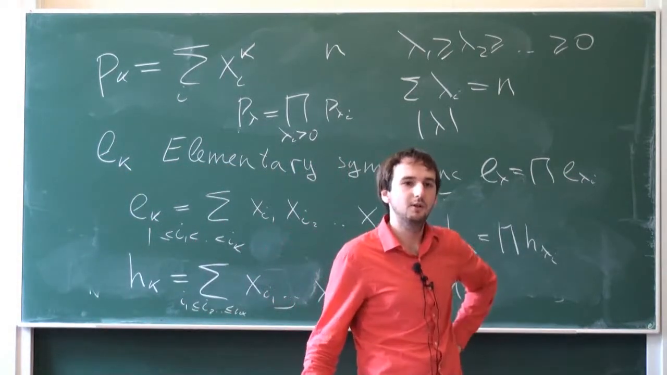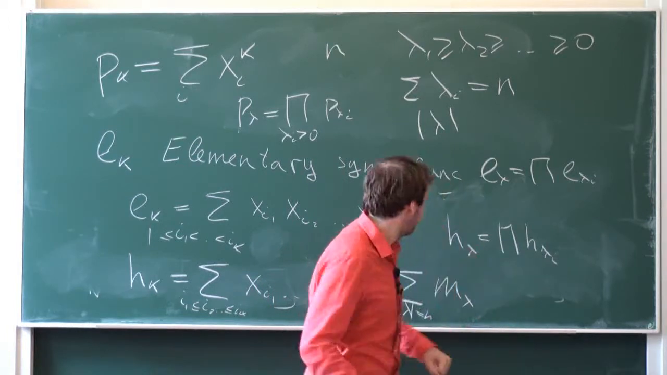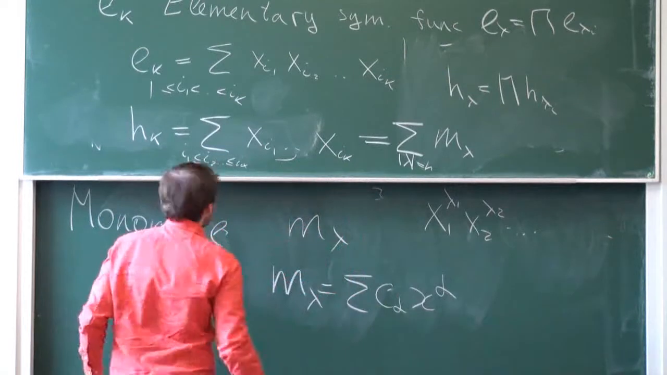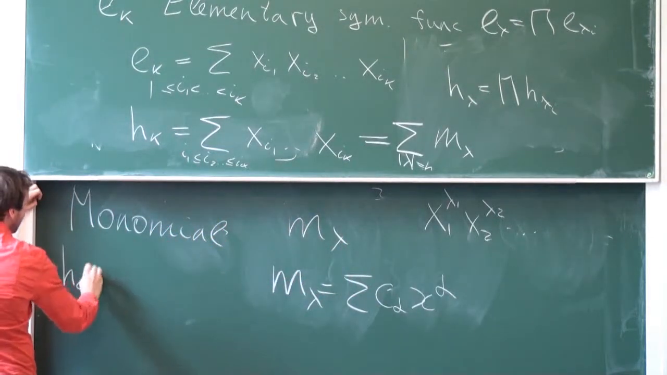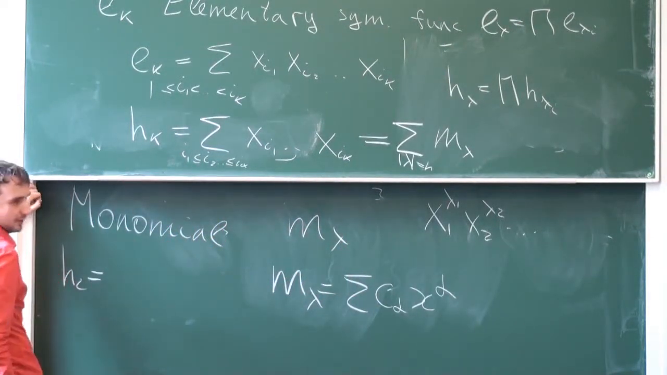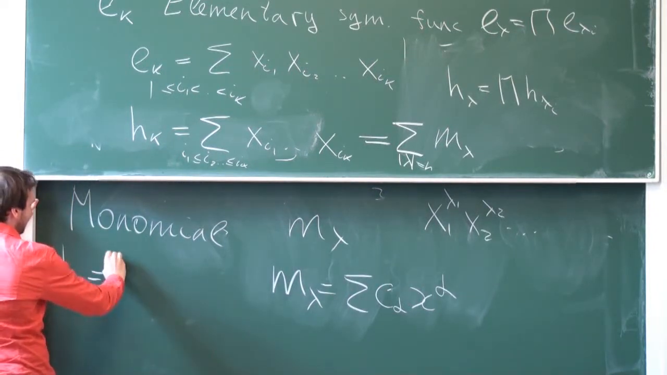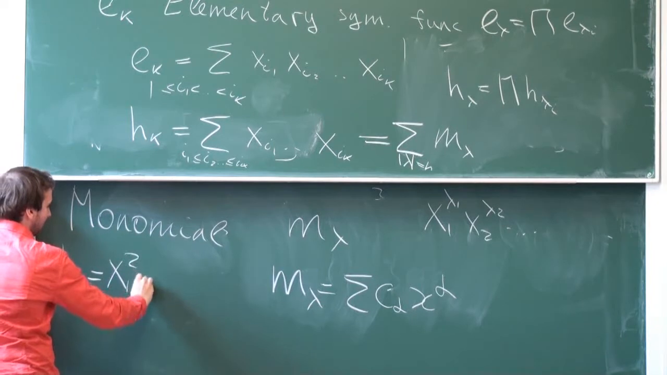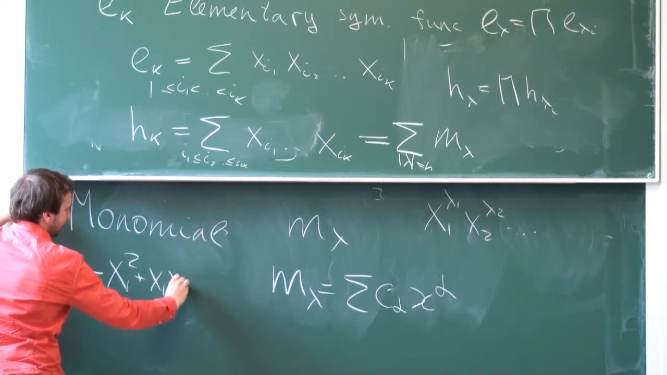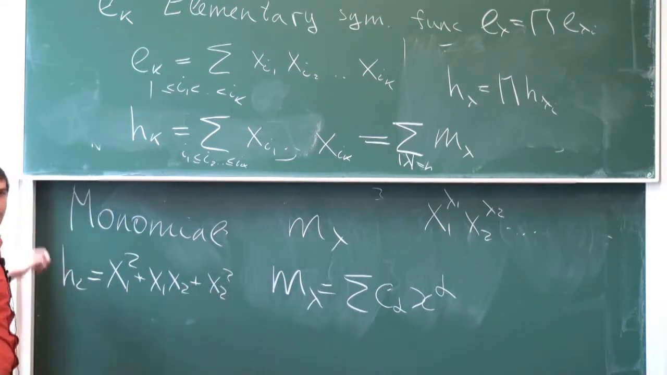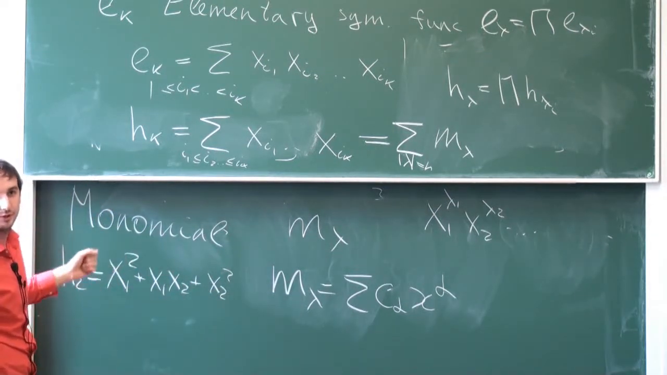Just to understand, you write H2. Yeah, sure. So H2, let's say in two variables, that will be x1 squared plus x1 x2 plus x2 squared. That will be the sum of all possible monomials of this degree.